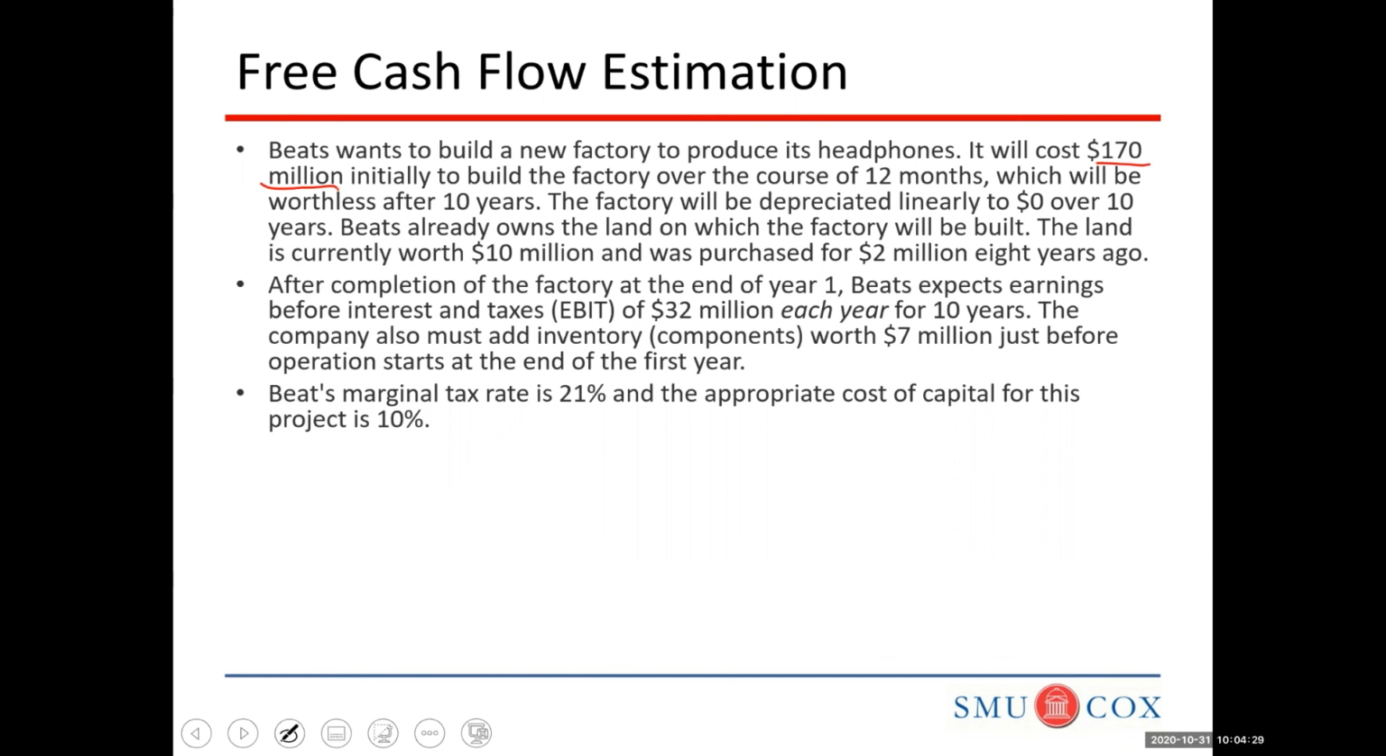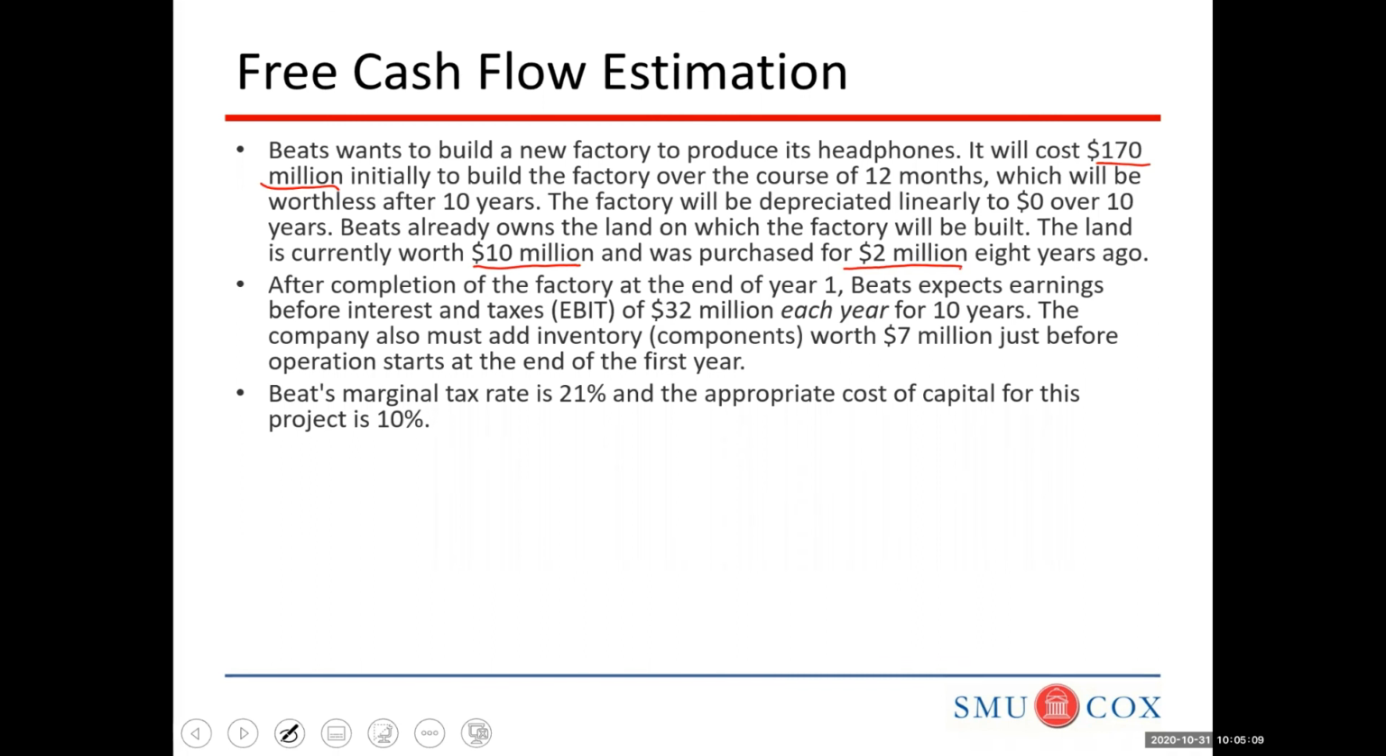Beats already owns the land on which the factory will be built. The factory is currently worth 10 million. Sorry, the land, not the factory. The land is currently worth 10 million, and the land was purchased for 2 million 8 years ago. How do you think we should handle this land value? Do we include it in the CapEx? And if we do, at what value? No, you don't include the land.